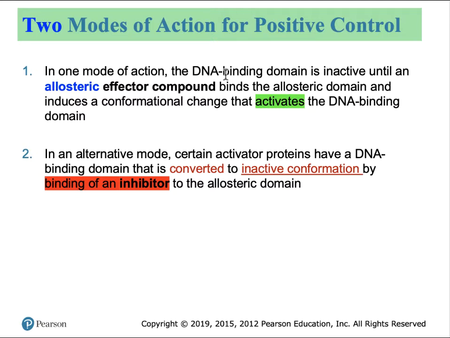Therefore, it's able to bind to the DNA regulatory region. That binding activates transcription. With the alternative mode of action, the activator protein has its DNA binding domain actively blocked by some type of inhibitor that's binding to it. The removal of the inhibitor then allows the protein to bind to its DNA target and then activate transcription.